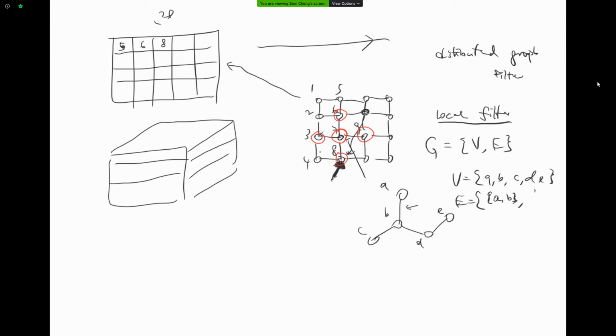So when I have AB, I also have BA. But if I have a directed graph, I may want to specify that AB is different from BA. Here I just assume that it's undirected, so I have AB, then BC, and then maybe BD and DE. That's the edge set here.